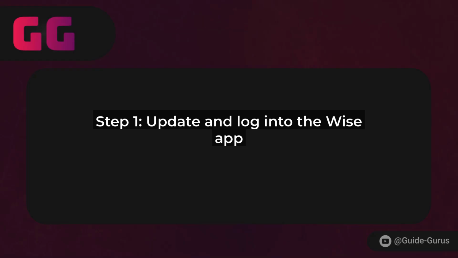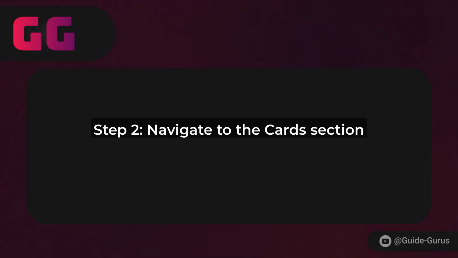Let's dive in. Step 1. Make sure you have the latest Wise app installed on your phone or tablet. Head to your App Store, search for Wise, and update if needed. Once that's done, open the app and log in with your email and password. If you're on a new device, you might need to verify with a two-factor authentication code sent to your phone.